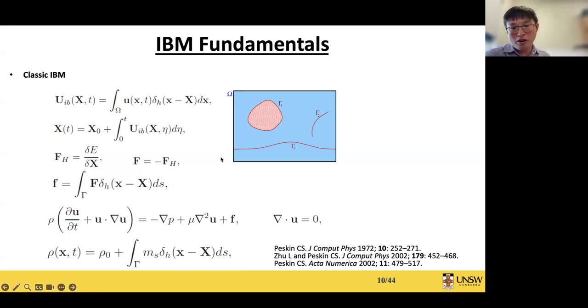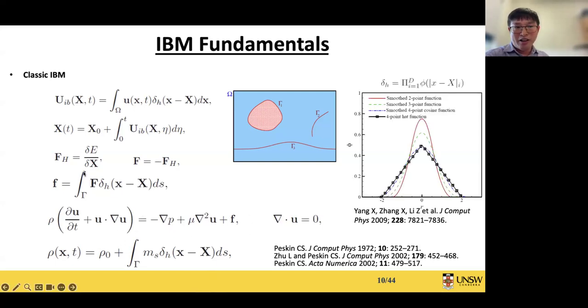The classic traditional method by Peskin includes two parts: one is the force distribution, and the other is the density distribution. This method is okay for very low density ratio cases, that means the structure mass is not too large compared to the background fluid. And here the important part is the delta function, a smoothed delta function. That's the traditional method.